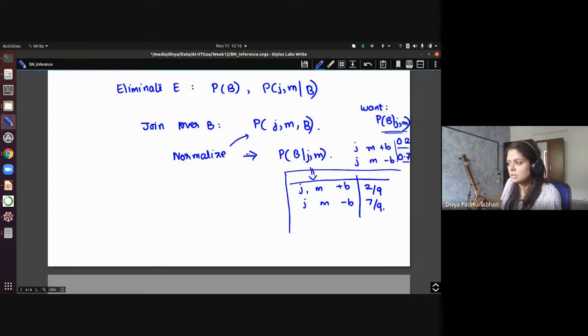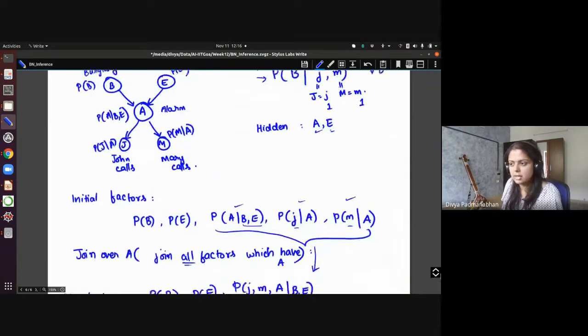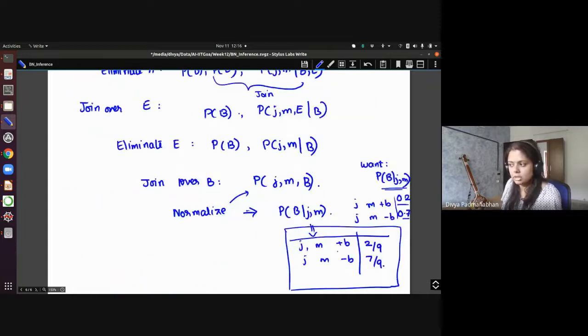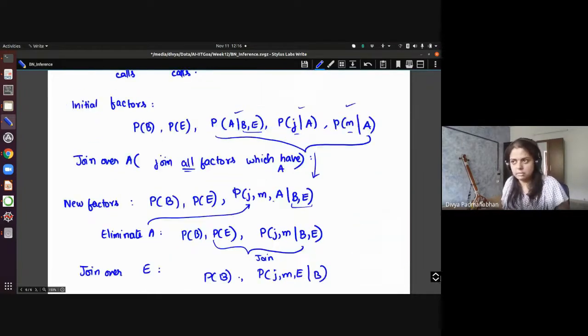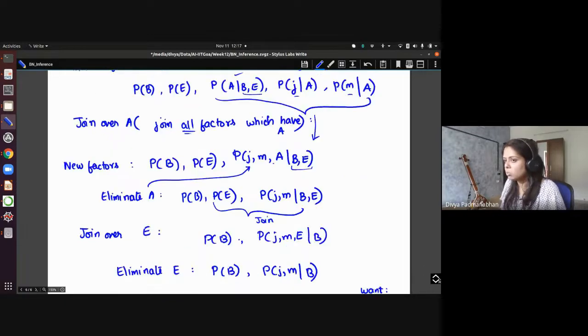So that is the final result. This is the output of the variable elimination algorithm. At each point you have to do these computations, and finally you get the desired value. This table is the output of the algorithm, which is what you wanted. The query was, what's the probability of B given some particular values of J and M, and you wanted this probability for all values of B.